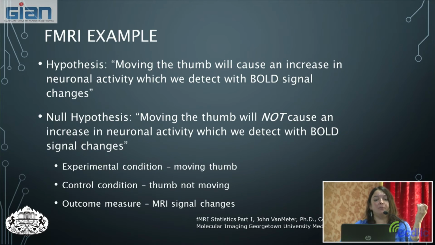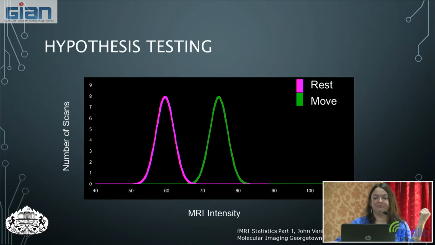So our null hypothesis in this case would be moving the thumb will not cause an increase in the neuronal activity. So again, our experimental condition now, we have two conditions, moving our thumb, not moving our thumb, and so we have two X's. We're going to estimate the beta for this voxel while the thumb is moving, and the beta while the thumb is not moving. That's our control condition. We're going to say, is our experimental condition equal to our control condition, or is it not? And we're going to use this fMRI data over time to answer this question.